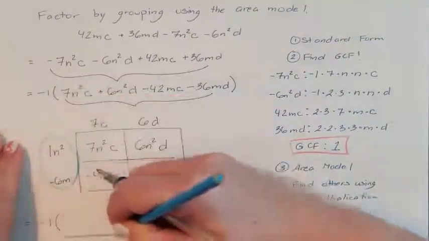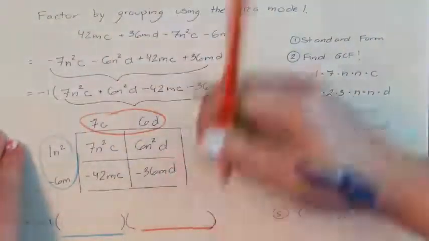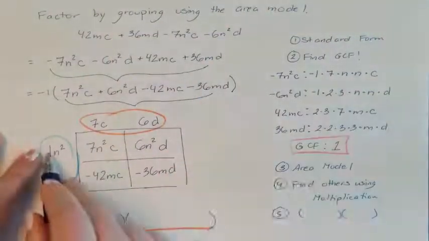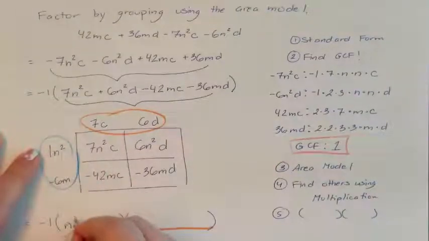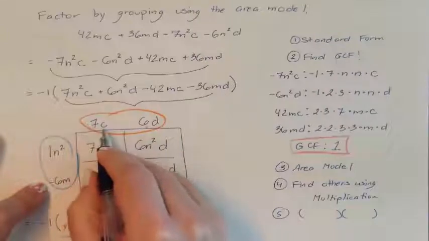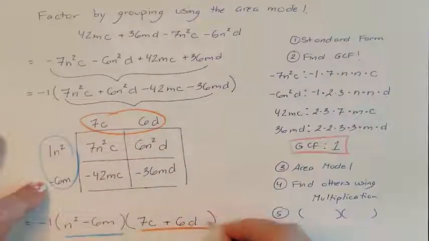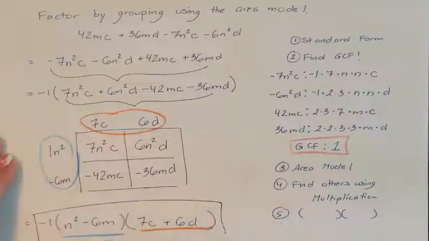This side goes in this parenthesis, and this side is going to go in this parenthesis. We're not going to write 1n squared, because that is just the same thing as n squared, minus 6m. This is a 7c with a positive 6d, so 7c plus 6d. And this is our final answer, and we are done.